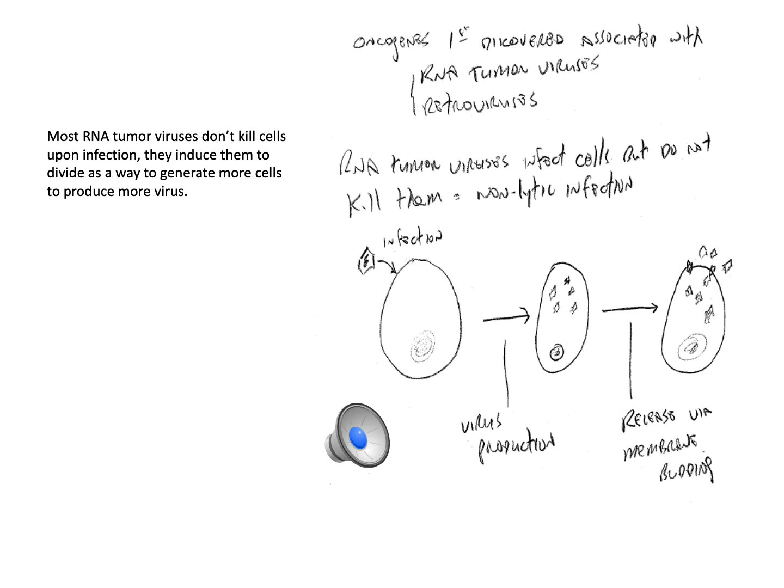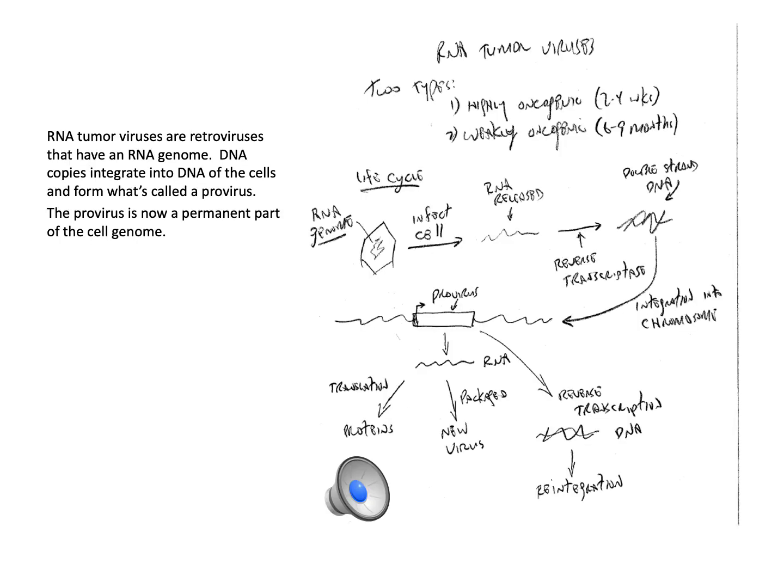So the point is, they undergo what's called a non-lytic infection. A lytic infection is where the cells bust open and the viruses are released. They undergo a non-lytic infection where they do not kill the cells, which is an important point because in order to get these cells to form tumors, they can't die, they have to survive. So let's look a little bit more detail at how these viruses behave.